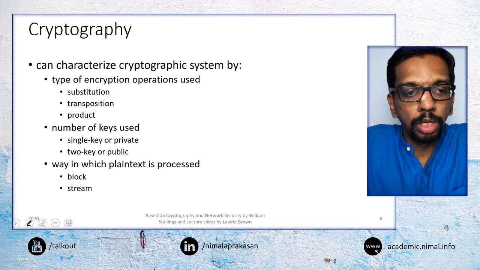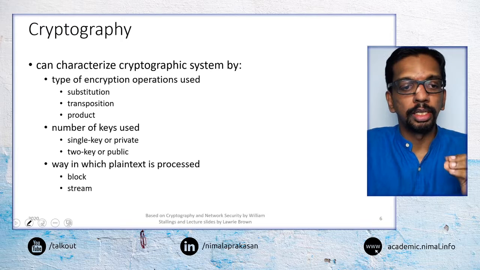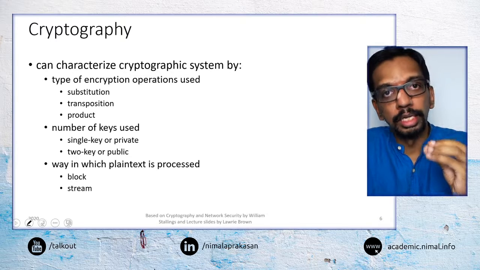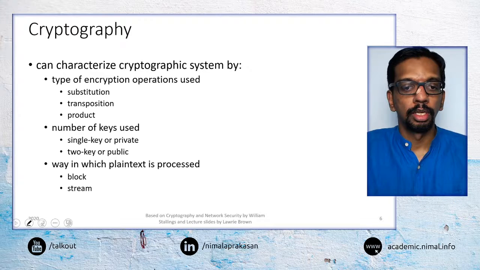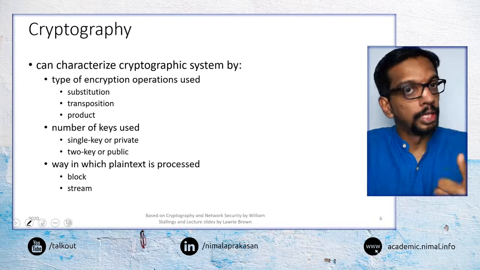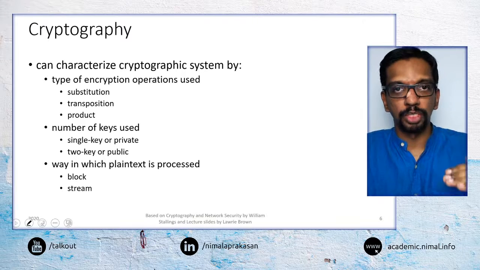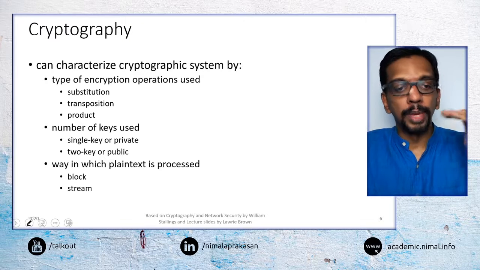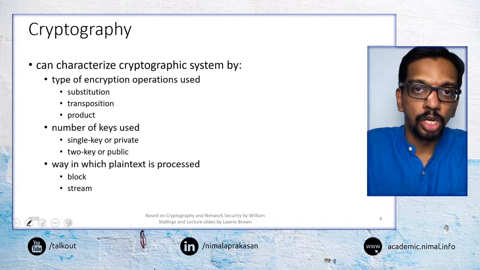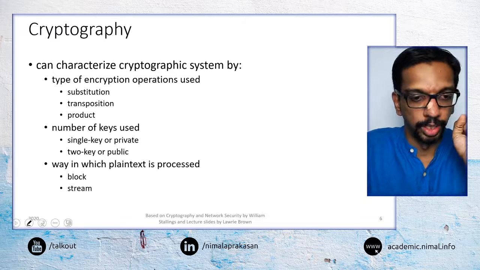Then when we think about cryptography in general, we can talk about a few different things that would characterize the underlying cryptographic system. One is the type of encryption operation that is being used. We will discuss these in much more detail later in today's lesson and also in the upcoming lessons. But the basic encryption operations are substitution, transposition, and product type operations. We will revisit them later today.